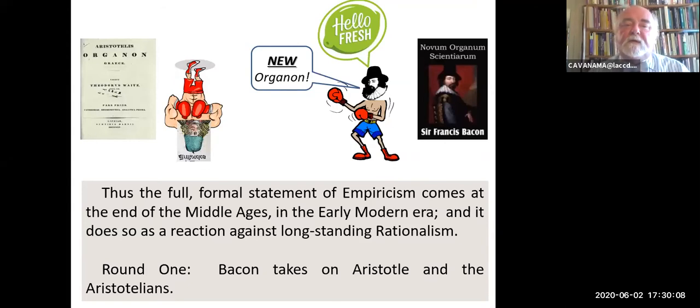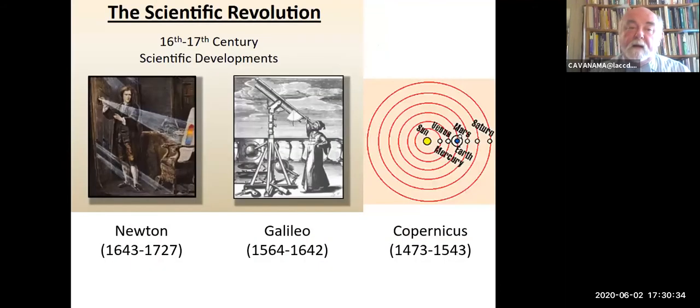So the full formal statement of empiricism comes at the end of the Middle Ages, early modern era. It's a reaction against a long-standing rationalism. And round one, Descartes takes on Aristotle and the Aristotelians. Aristotle had what was called the old organon, the old body of knowledge. One of Bacon's works is titled the New Scientific Organon. Hello, fresh, says Bacon, we need to make a new start.